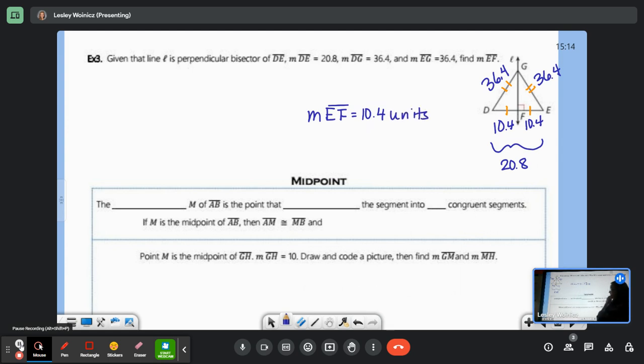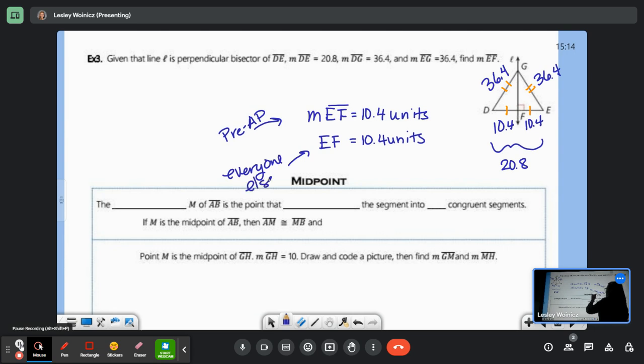Okay, a little bit of a note about notation. Pre-AP is going to use this. Everybody else in the whole world is just going to write this as EF equals 10.4 units. Why would I choose that? There's one in front of the door. Yes. How would this work?